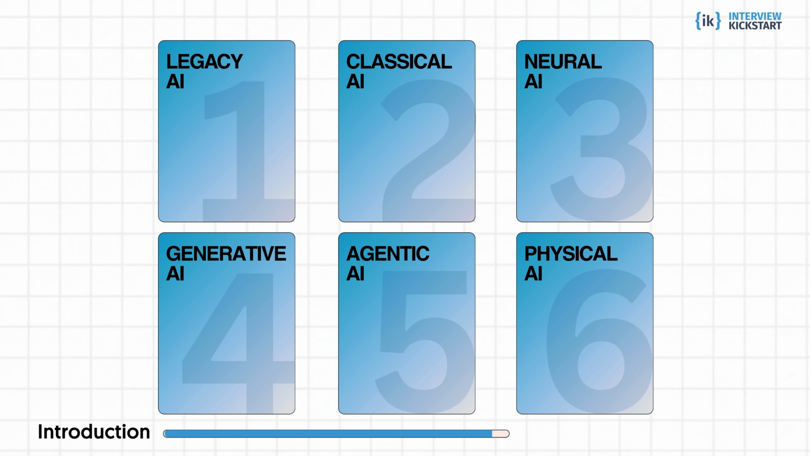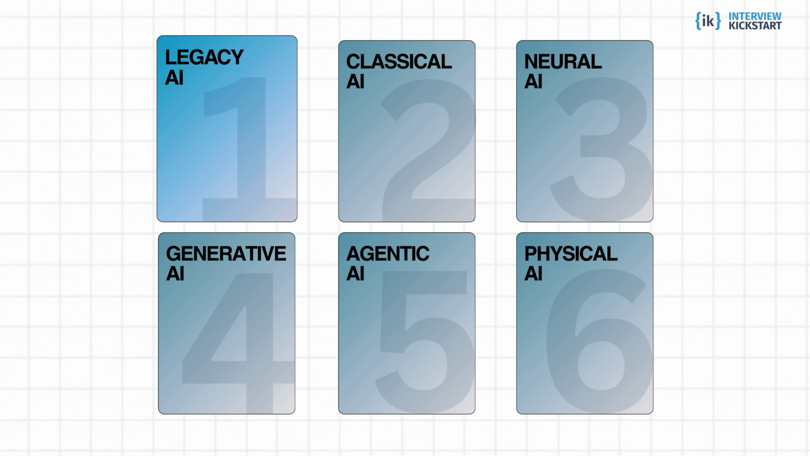So in this episode, we're going to talk about 6 generations of AI. Actually, we're going to talk about 5 generations. Once we get to the 6th generation, you're going to see why you don't care about them. Okay, let's start with the first wave.